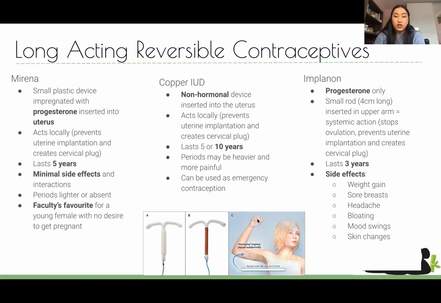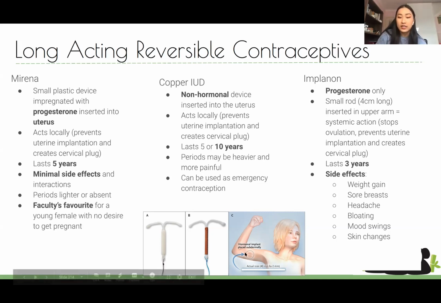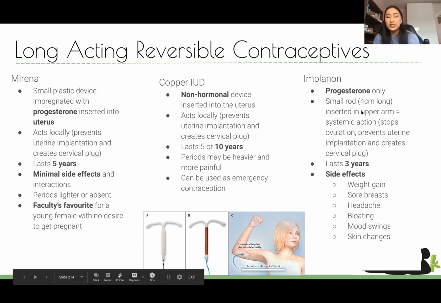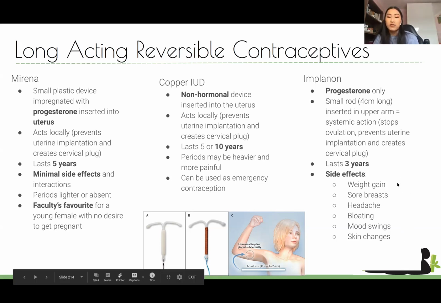Implanon is the rod here that gets inserted subdermally into the arm. It's about 4 centimeters long, and this does act systemically, unlike the IUDs. So because it acts systemically, it does all 3 of the things, but it has side effects. And these are all your classic hormone side effects: weight gain, sore breasts, headache, bloating, mood swings, skin changes. This also lasts the least long of the 3.